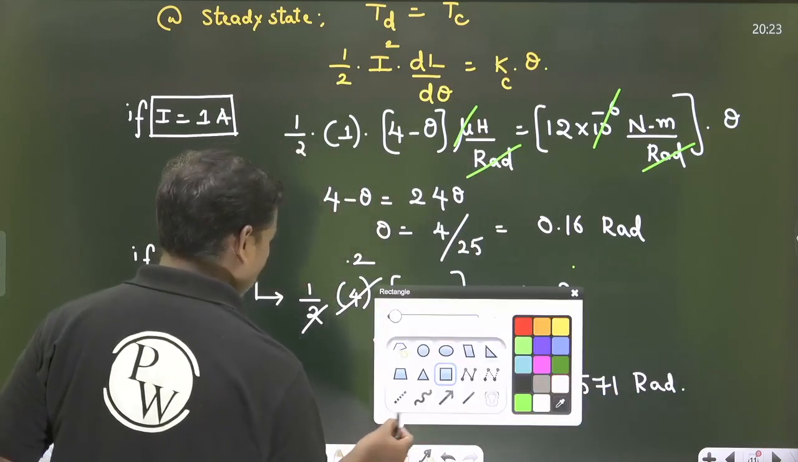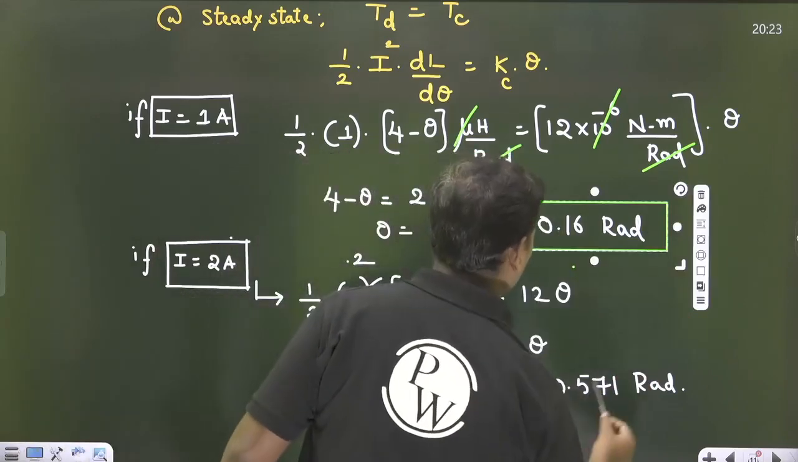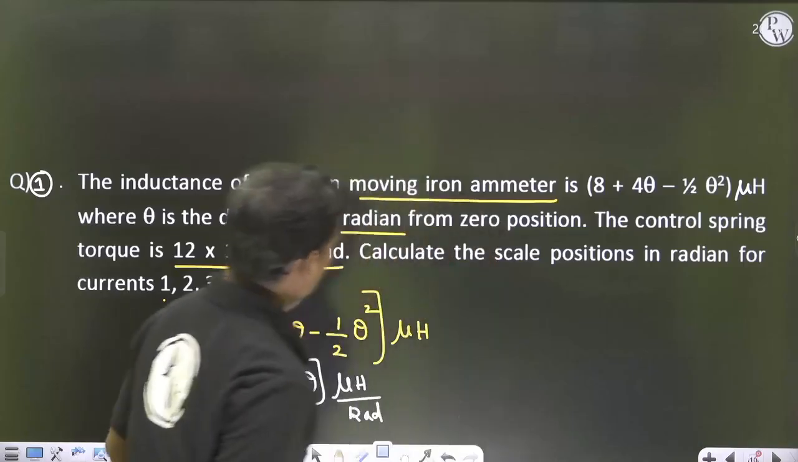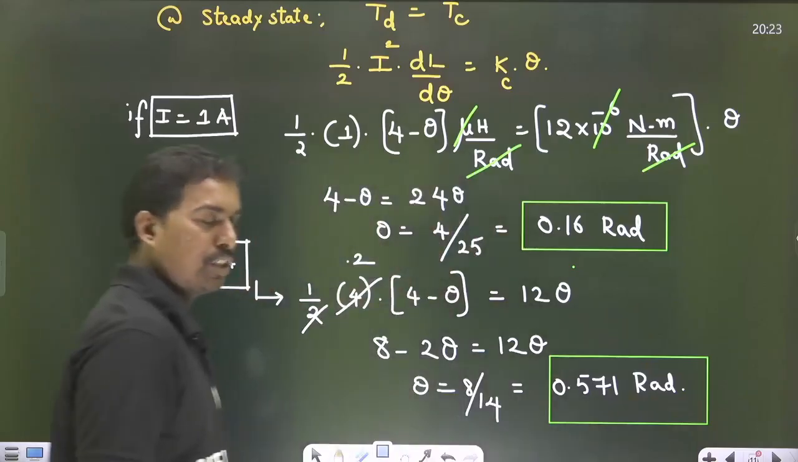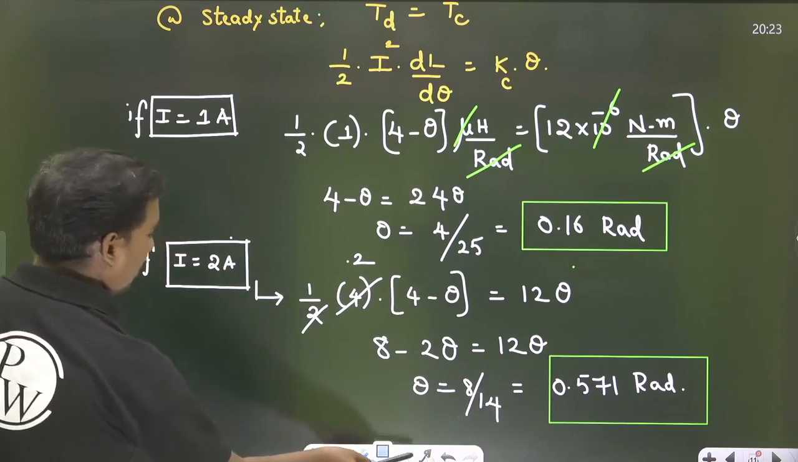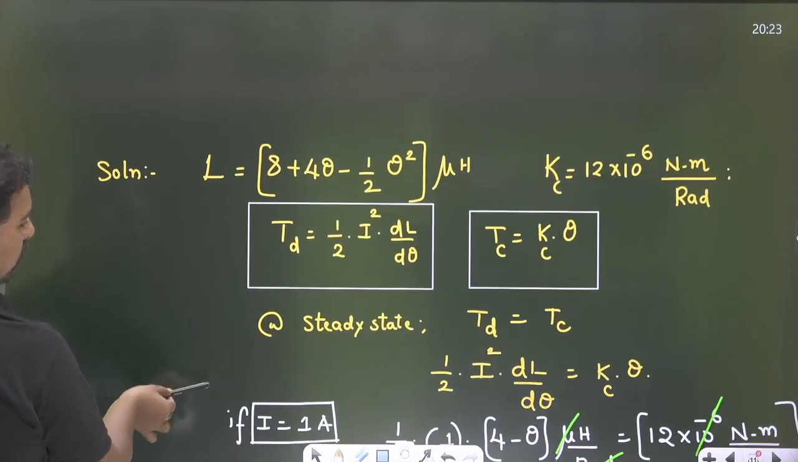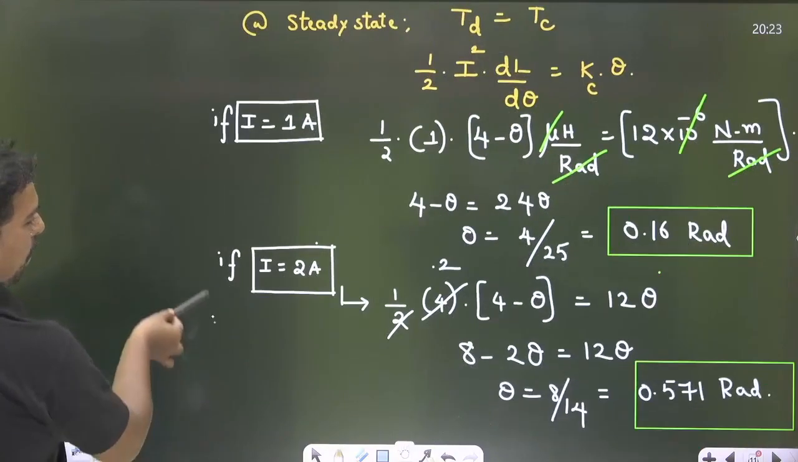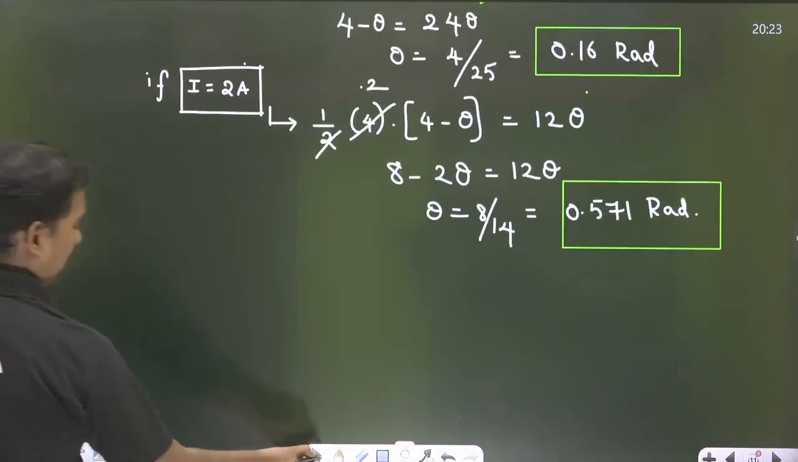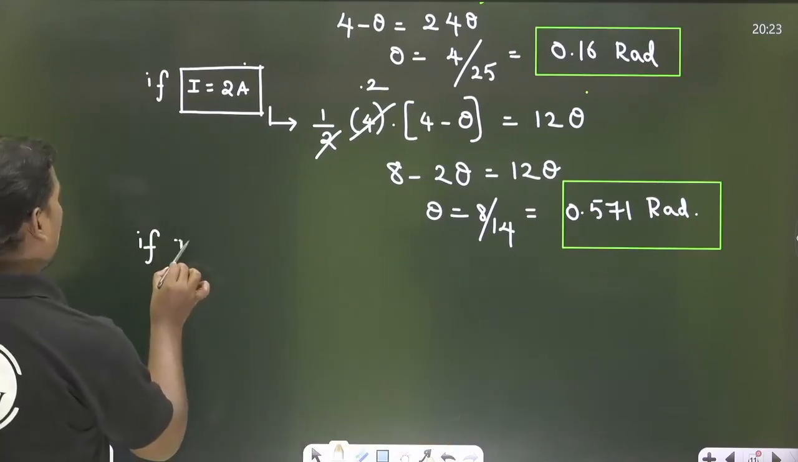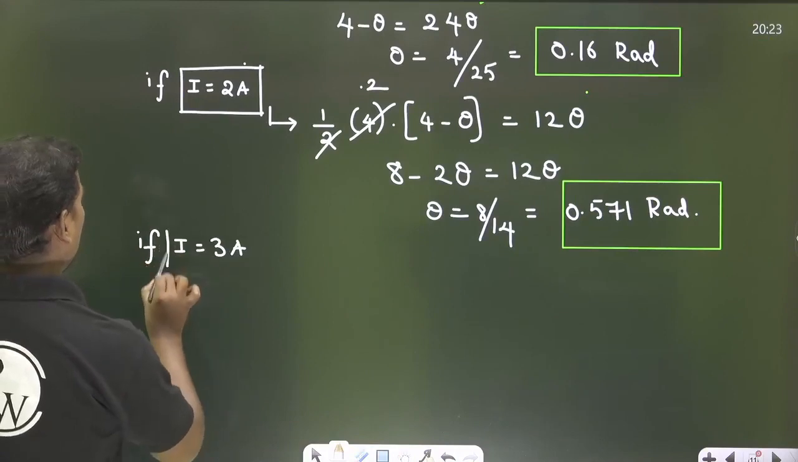Let us keep this in the box. Okay. Next, for a current of 3 amperes, and similarly for a current of 5 amperes, let us do it. So I am moving up. So for a current, if I is equal to 3 amperes, how much is it going to become?